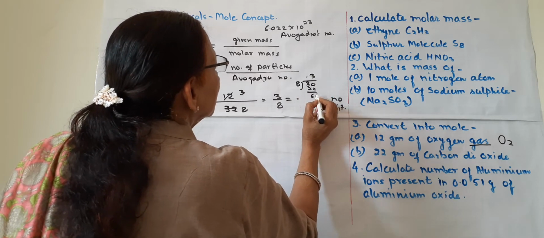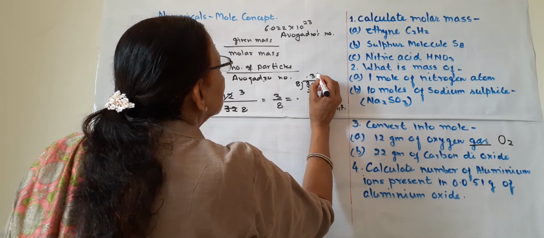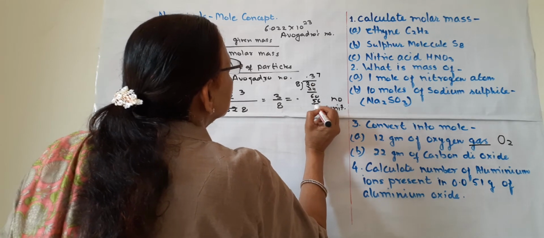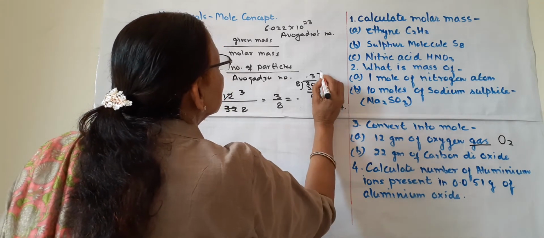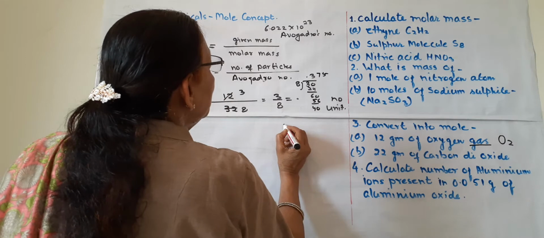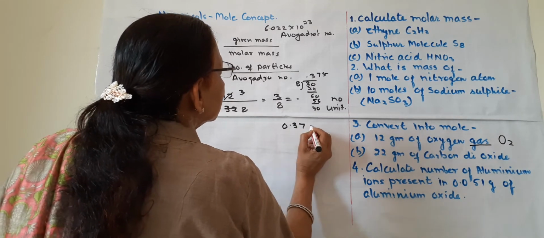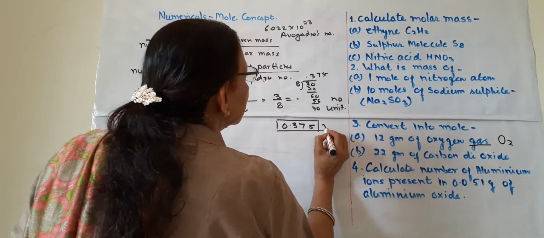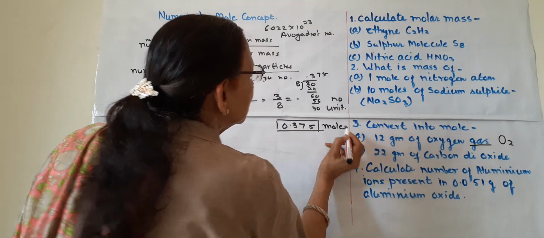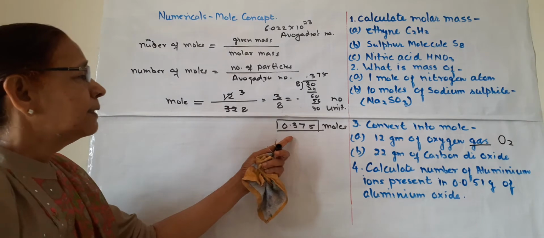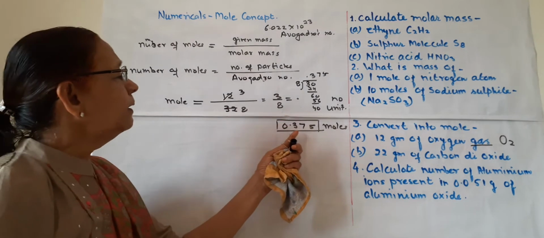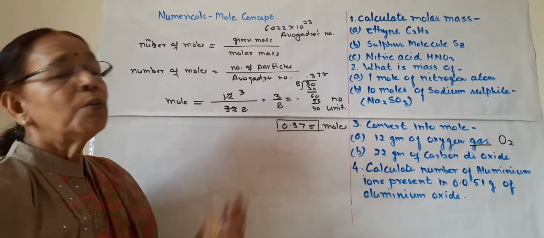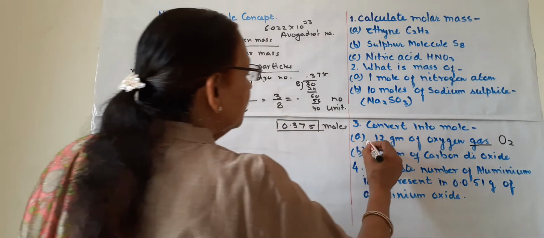It is equal to 0.375. So this is the number of moles. You can write here moles. No unit is there, but this is the number, 0.375 moles. So this is the answer of this.